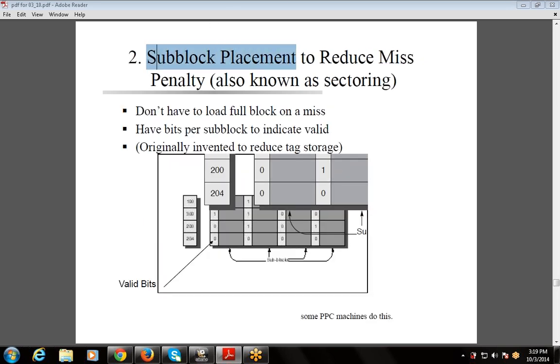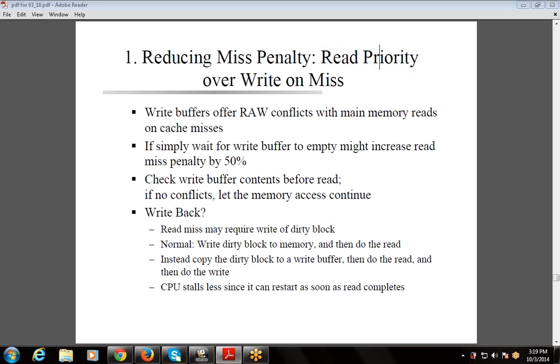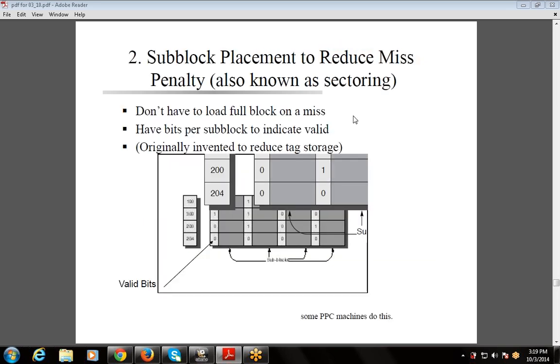Then subblock replacement to reduce the miss penalty. The first point is read priority over the write. The next point is subblock placement, that is, multiple chunks of the block can be replaced. That is subblock placement to reduce the miss penalty, also known as sectoring.